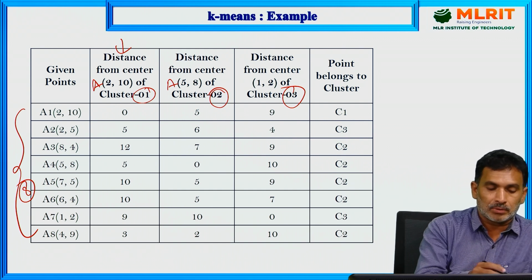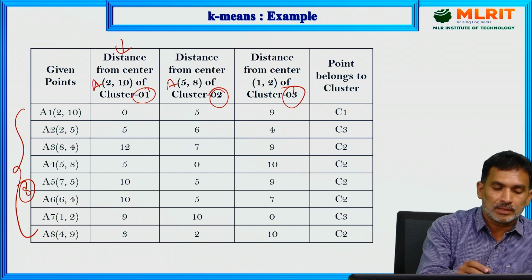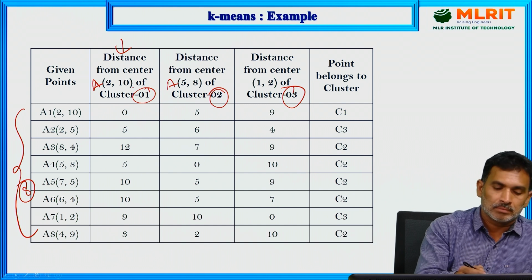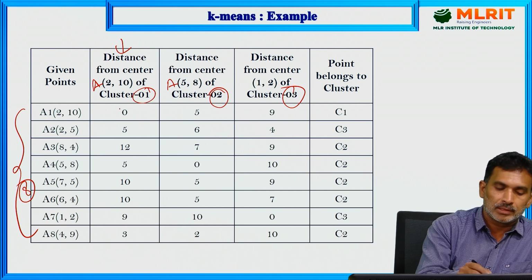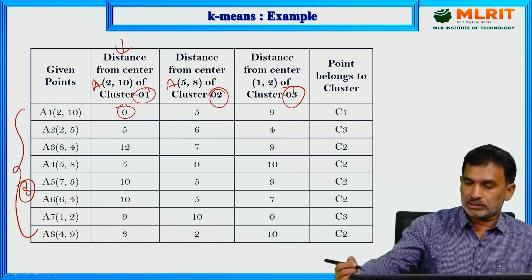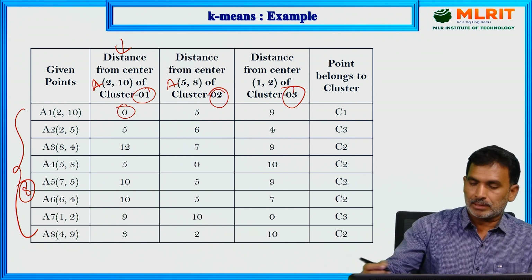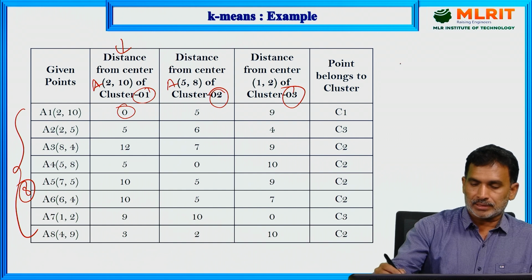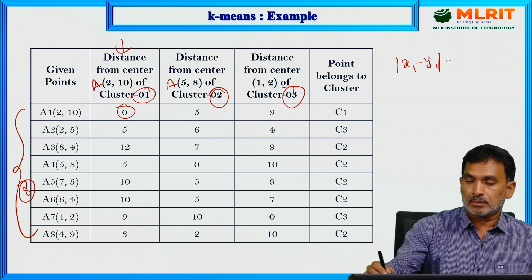So like suppose A1, because the cluster head is also the same, obviously the distance is 0. So in this example, the distance method that is used to calculate is x1 minus y1 plus x2 minus y2.